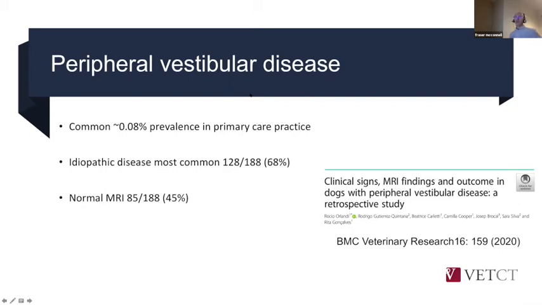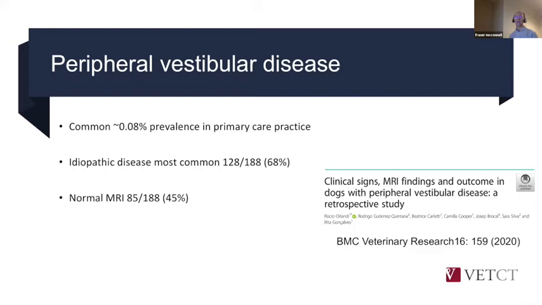So we start with the peripheral vestibular system first. It's obviously a very common condition, and idiopathic disease is by far the most common. There's a really nice paper from some of my colleagues at Liverpool recently, and they showed that idiopathic disease accounts for almost 2/3. I think it's important to recognize that even with high field MRI and optimized sequences, there's quite a high prevalence of normal MRIs. So almost half of cases of peripheral vestibular disease will have a normal MRI.